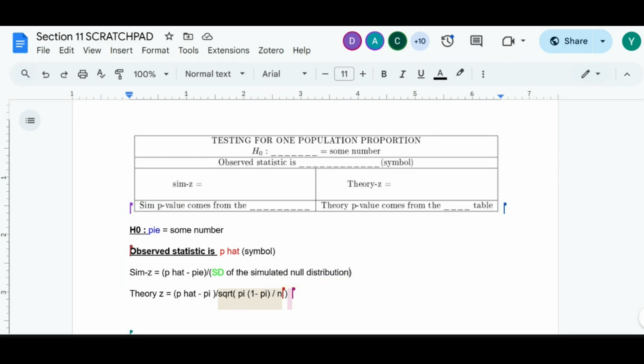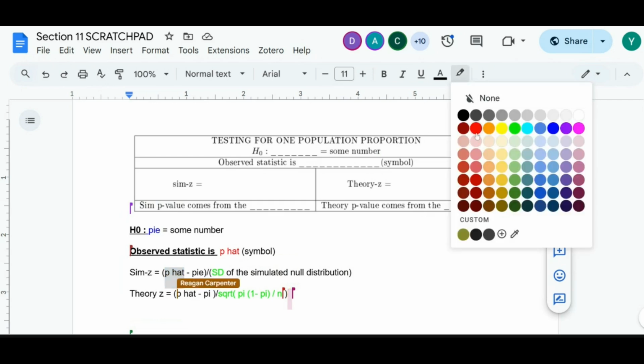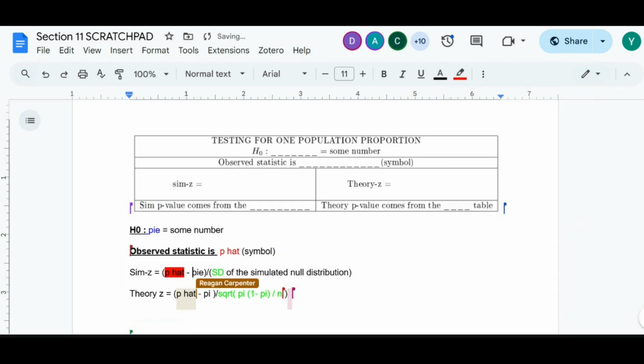See? Good. If you want, I think it will be helpful. I will color these in as well. So this is red, right? This is red. And this is blue.